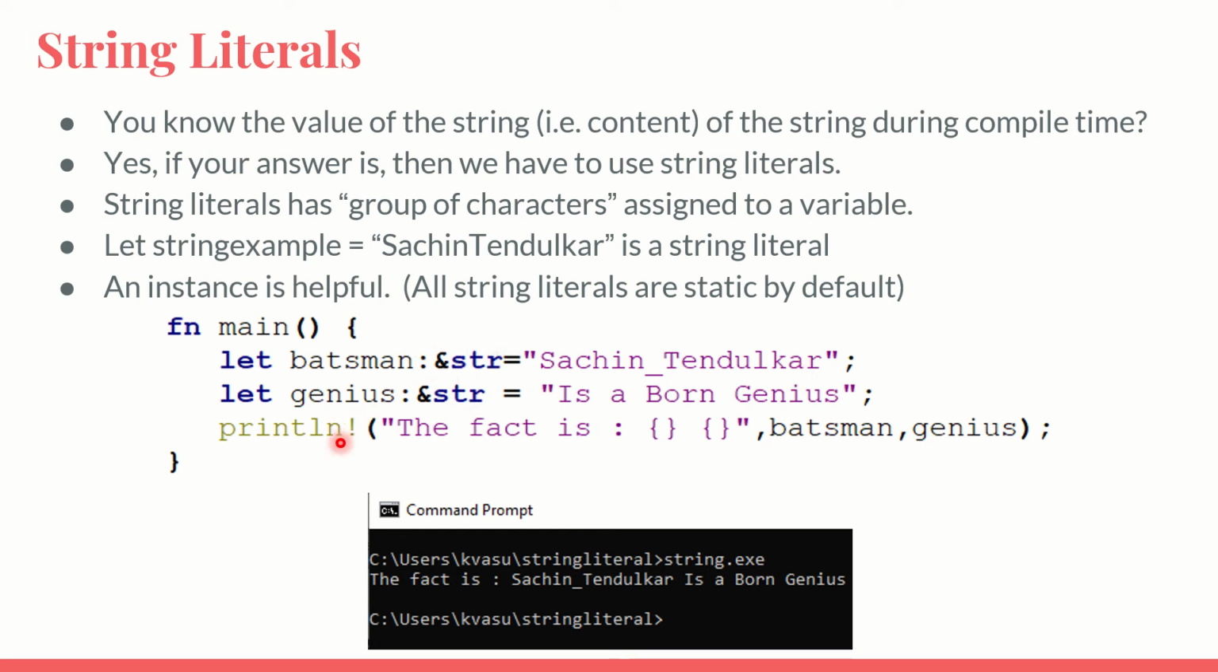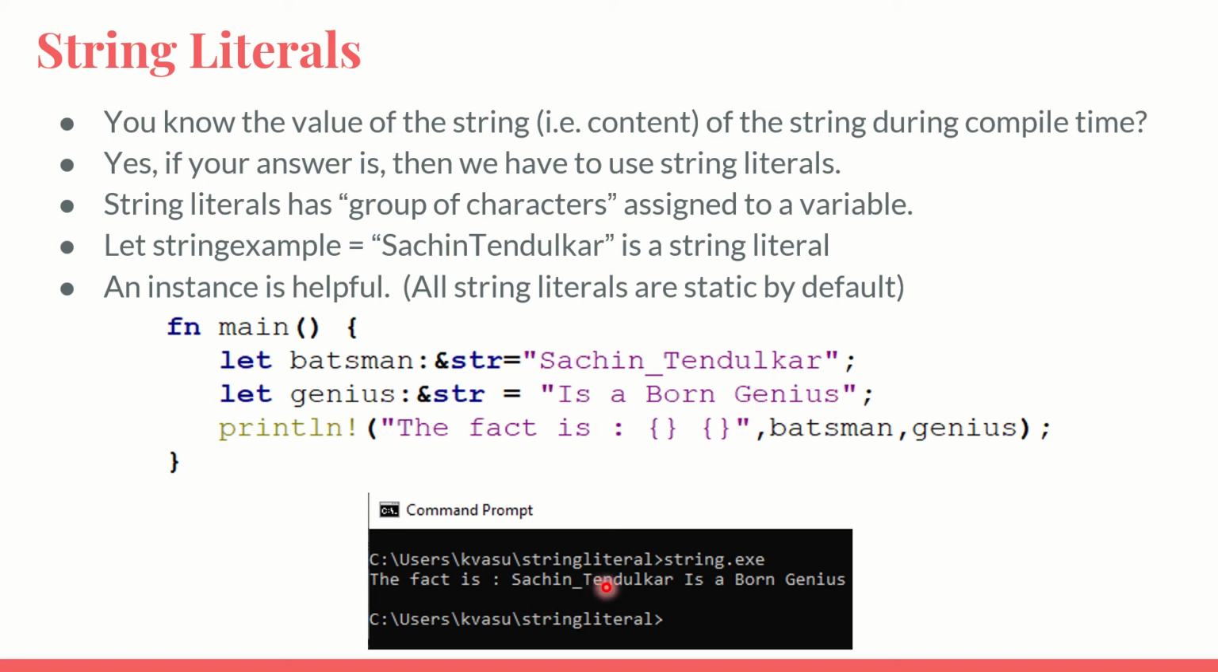Now when I use println with an exclamation mark, I have got two things to be printed here, batsman and genius. So I have got two curly braces, and I put batsman comma genius. So what should be printed? Sachin Tendulkar is a born genius. That's all. I assign the value to the string during the compilation time. That's called string literal.